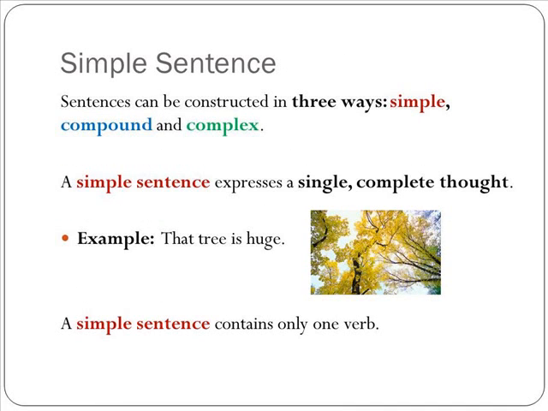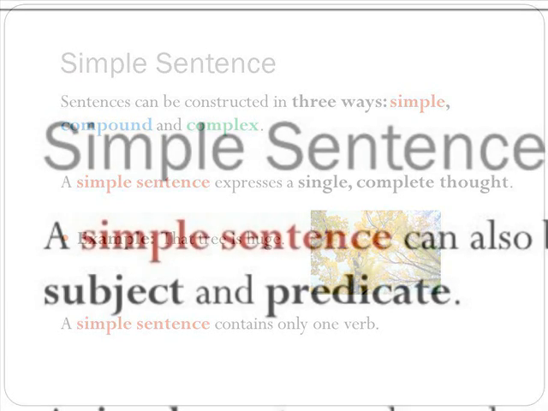First, let us begin with the three basic sentence types. Sentences can be constructed in three ways: simple, compound, and complex. A simple sentence expresses a single, complete thought. Example: that tree is huge. A simple sentence contains only one verb.